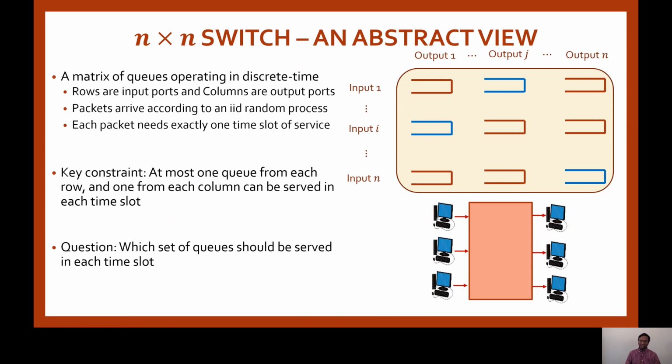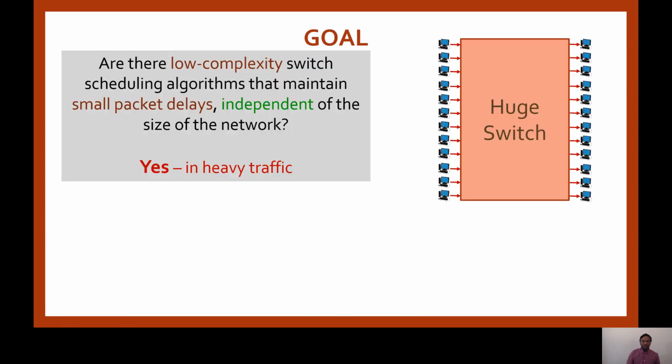The goal is, how do we keep picking these permutation matrices in each time slot to minimize delays, maximize throughput, and so on. So we can rephrase the goal from two slides ago by saying, are there low complexity switch scheduling algorithms that maintain small delays that don't scale with the size of the switch?